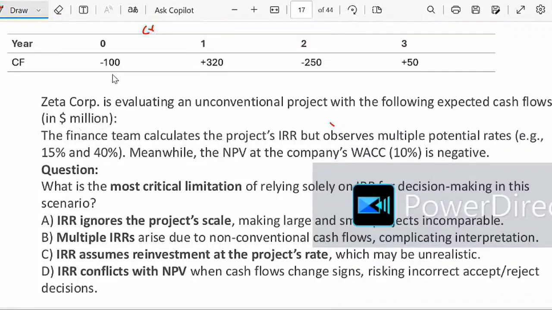So in the first year, at year 0, they are losing $100 million. It means they have invested $100 million. You know what is the meaning of this zero?